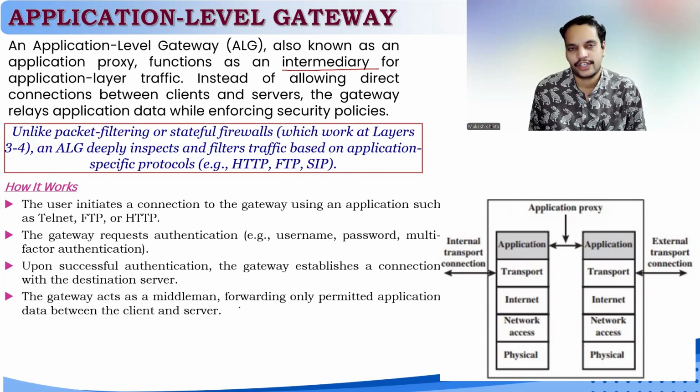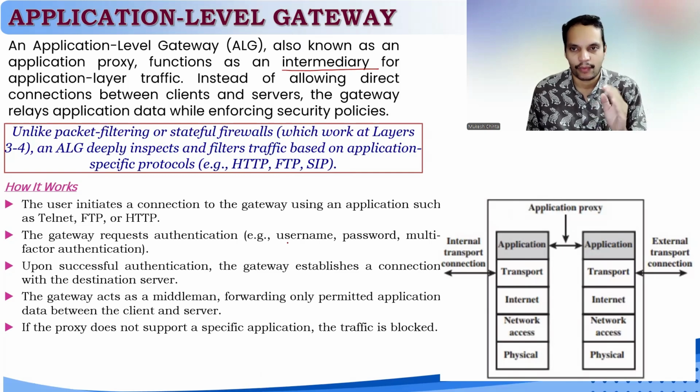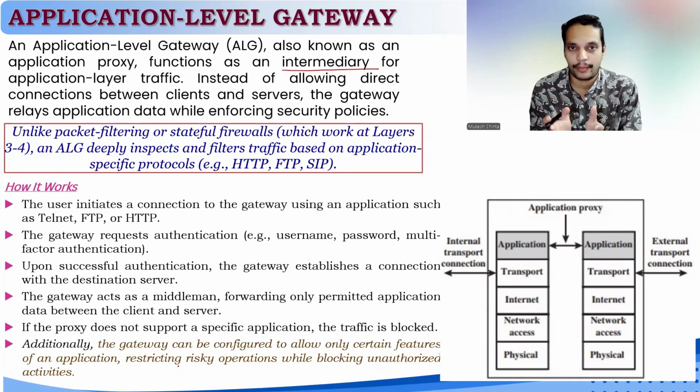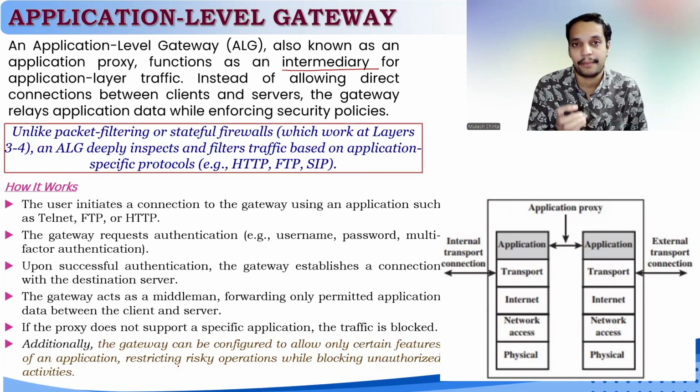Now, what do you mean by permitted application data? That means if I don't want to accept one particular application, maybe FTP is not allowed, the gateway will automatically block all incoming FTP requests. If the proxy does not support a specific application, the traffic is blocked. Additionally, the gateway can be configured to allow only certain features of an application, restricting risky operations while blocking unauthorized activities. That means I still can have control whereby I can allow a particular application, but restrict the usage of the application also, in what way the application can be used. So this is how an application level gateway works.